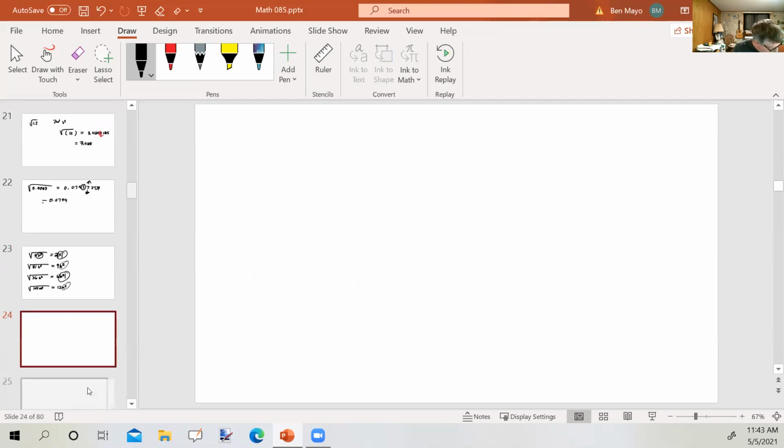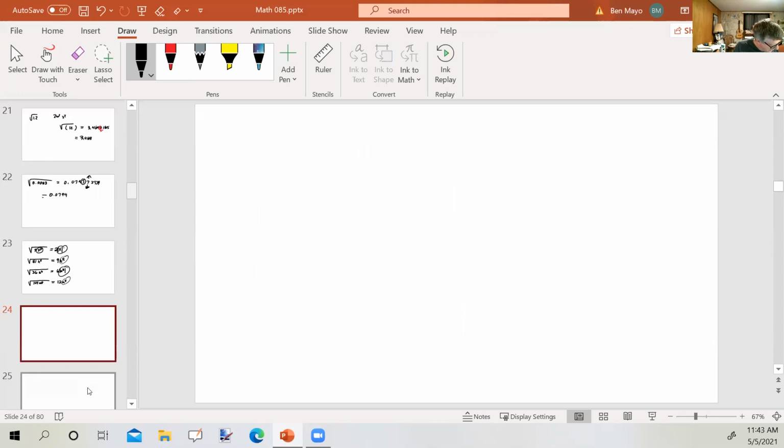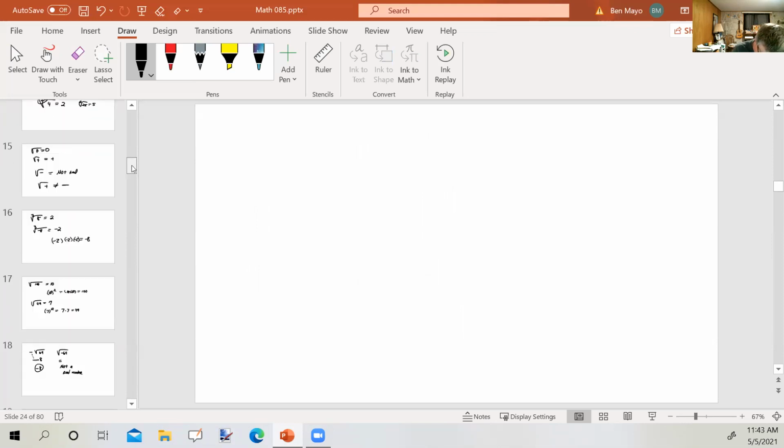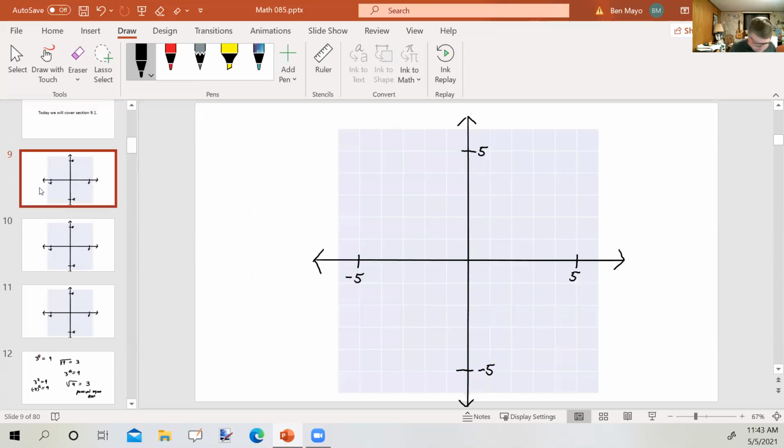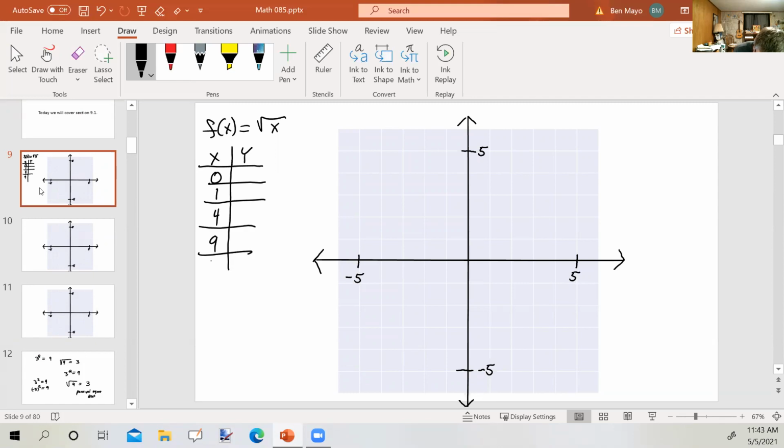Okay, next we're going to graph a function. It says complete the table and graph a function. So let's go back up here. We have f of x equals the square root of x, and our table is going to look like this. We've got x and y: 0, 1, 4, 9, and 16.